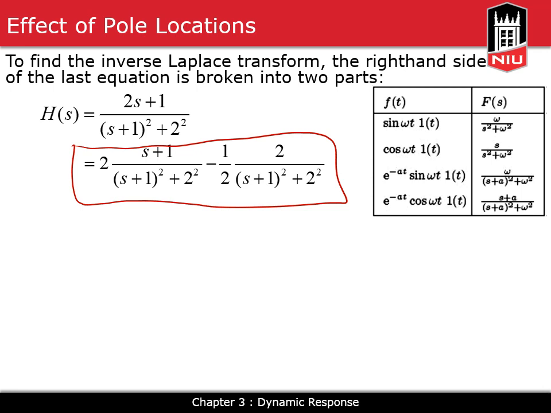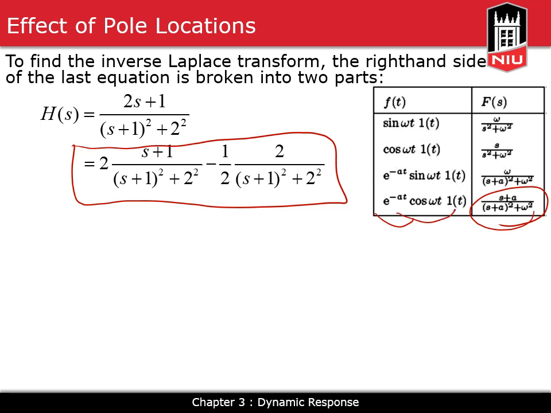We subtract that part. Why do we do that? Because if we go to the table of Laplace transforms, we will see this term over here where there is an s plus a in the numerator and an s plus a squared plus omega squared in the denominator. That's why we did that. So now that we have s plus 1 over s plus 1 squared plus 2 squared, that means a is 1 and omega is 2. So the inverse Laplace transform for that will be e to the power of negative 1t times cosine of 2t.